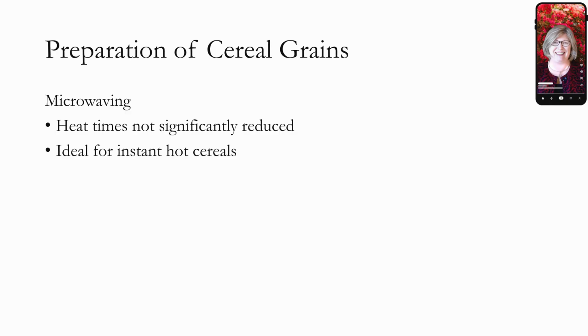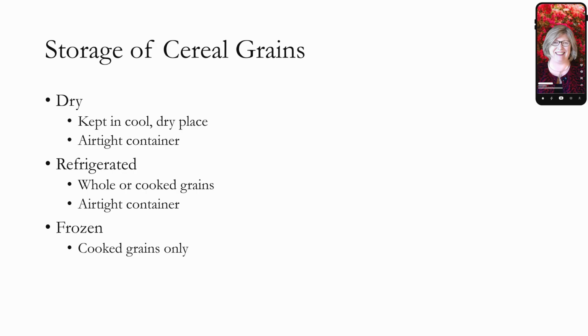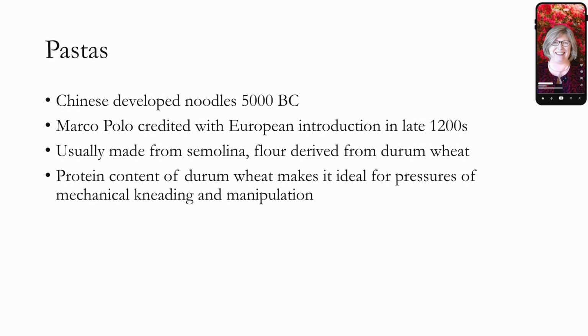The heating time is not significantly reduced from cooking on top of the stove, but it is ideal for instant hot cereals. We want to store grains in a cool, dry place in an airtight container. This will keep out bugs and preserve the grains for as long as possible. Or you can refrigerate whole or cooked grains in an airtight container, but you would only want to freeze cooked grains. Let's talk about pasta.